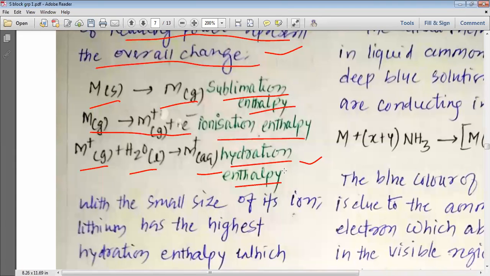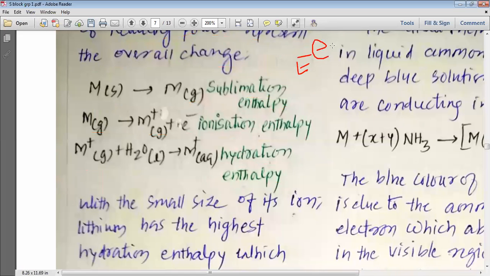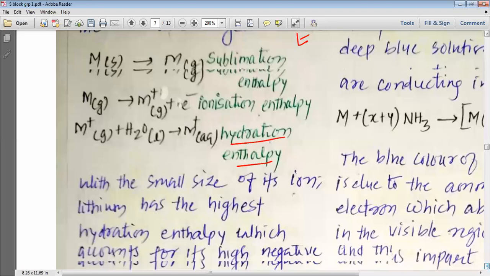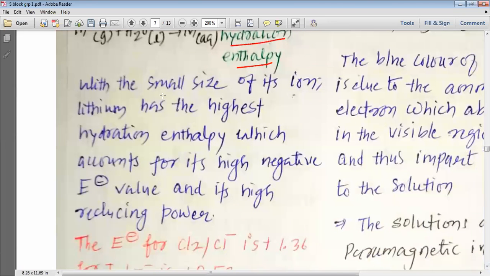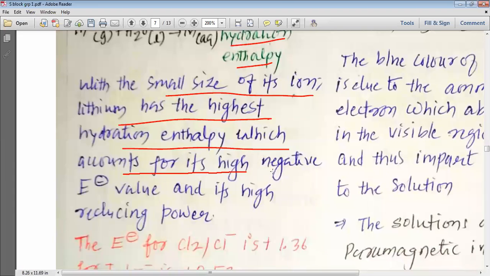So my dear students, to determine the electrode potential value of any element, we consider just these three things: sublimation, ionization, and hydration. The more the hydration enthalpy, the more it can overcome the other two. The smallest ions, or ions with the highest charge to size ratio, are more likely to have higher hydration enthalpy, and this is how we understand the highest hydration enthalpy for our lithium ion. With its small size, lithium has the highest hydration enthalpy, which accounts for its negative E0 value and its high reducing power.